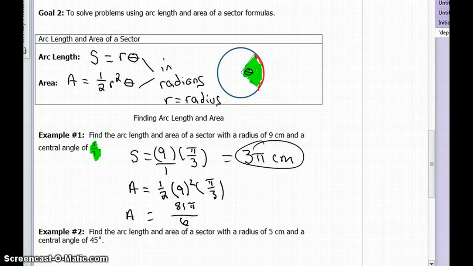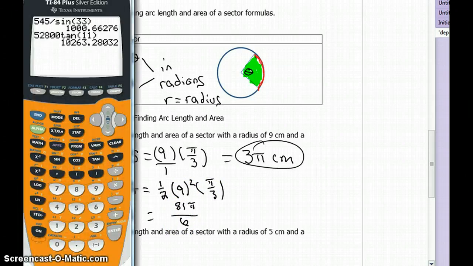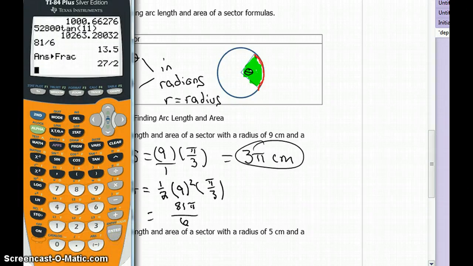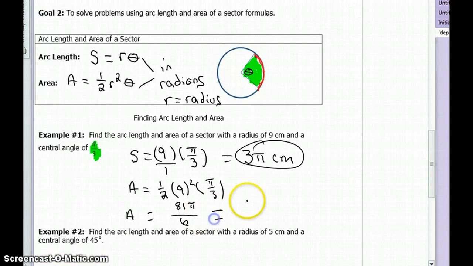And we can reduce this really quick. What I like to do is just take 81 divided by 6. Don't get bent out of shape about the pi. I know radians are a little tricky at first, but they're just fractions with pi in the numerator. And if I just hit enter and math frac this, the calculator will do a lot of my work for me. Now notice when I typed it in, I didn't put pi anywhere in my calculator, so it reduces to 27 over 2.